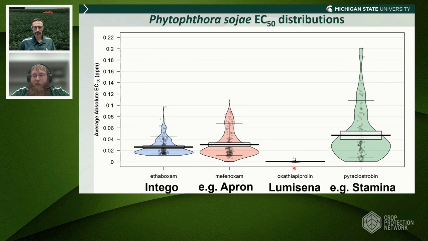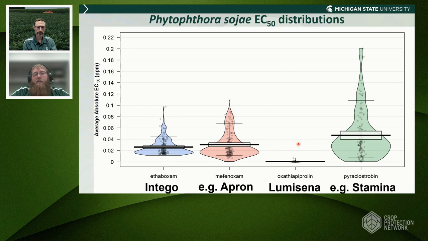Oxathiapiprolin looks like it's disappeared, but it hasn't. Oxathiapiprolin was very efficacious against Phytophthora sojae, which is something we expected based on previous testing of other Phytophthora species. But here, even the highest data point is barely registering on our graphic. So our lowest data point that we would be able to see is still below 0.02 ppm, which is very low. Yeah, we need less of that compound to inhibit 50% of the growth.